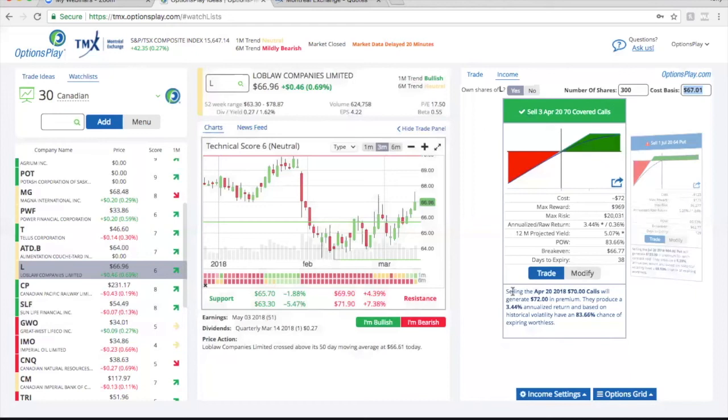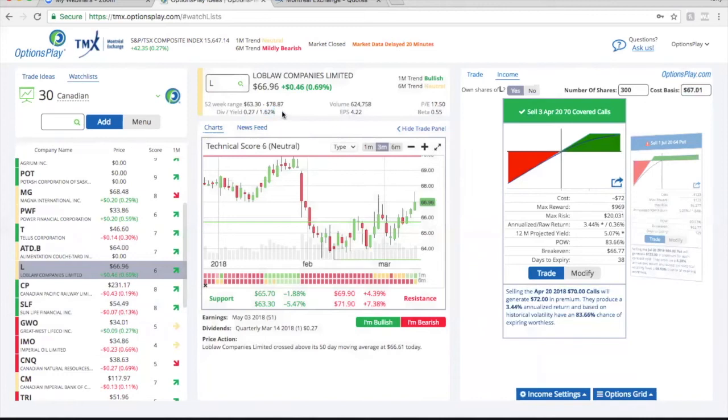What it does is it breaks this trade down for you in plain English. So for those of you that have never sold a covered call before, this tells you that by selling the April 20th, 70 covered calls, you'll generate $72 in income. That'll produce a 3.4% annualized return on this call and gives you an 83% chance that this call is going to expire worthless. So what that allows me to do is very quickly see, hey, this stock currently pays me a 1.62% dividend yield.